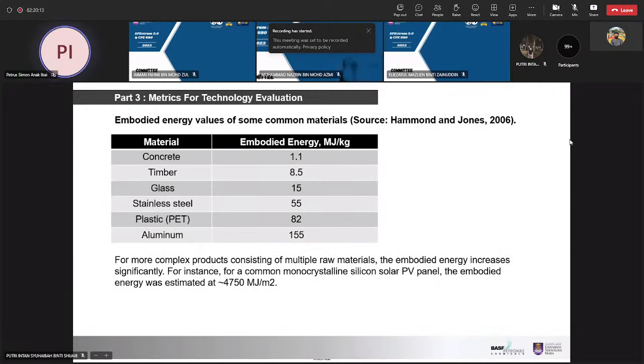So for example, in this case from Hammond and Jones, concrete has 1.1 megajoule of energy stored per kilogram. For a more complex product using multiple raw materials, the embodied energy increases significantly. For example, the monocrystalline silicon used in our solar panel has an embodied energy estimated at around 4,750 megajoule per cubic meter.